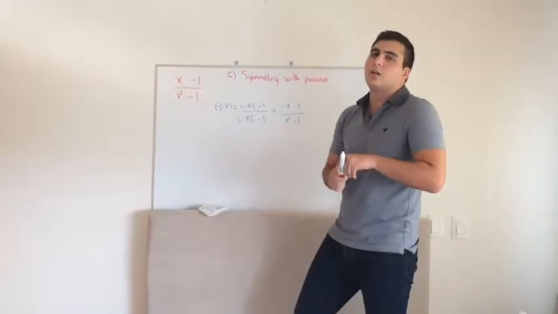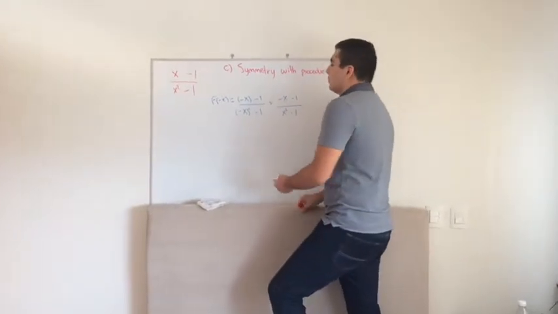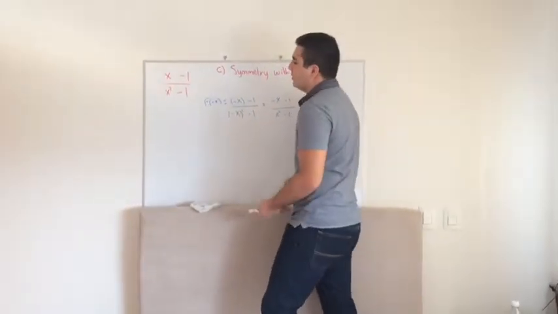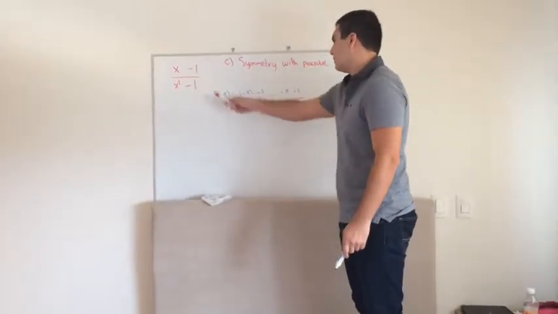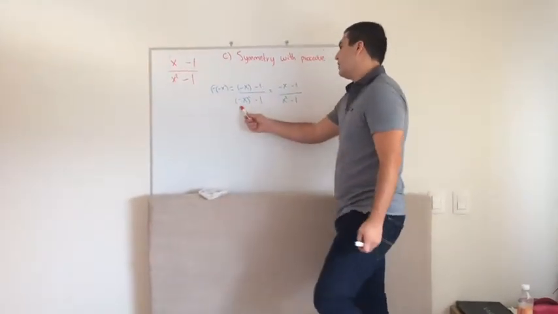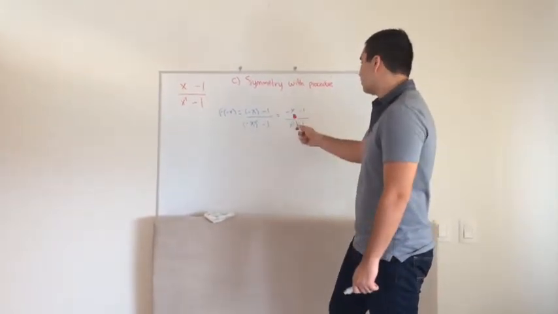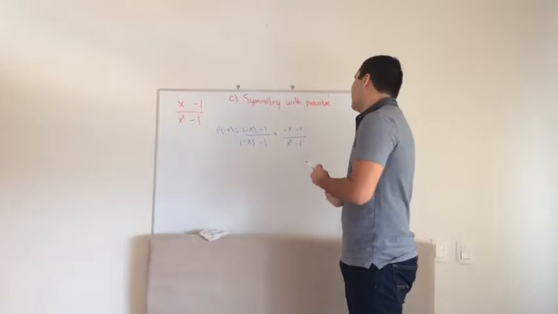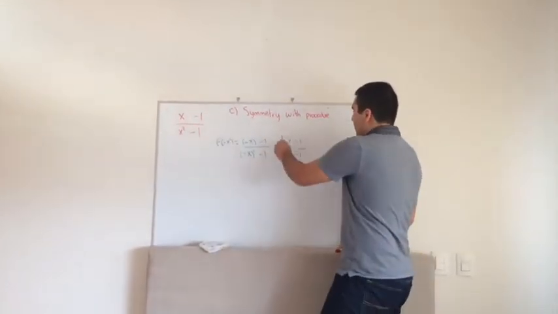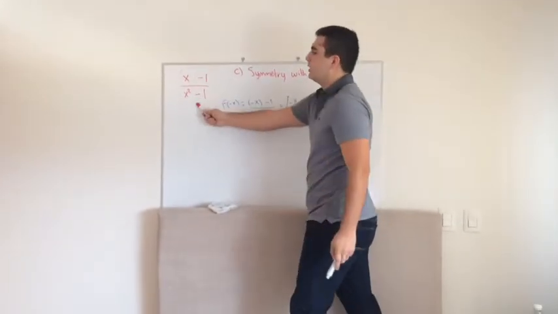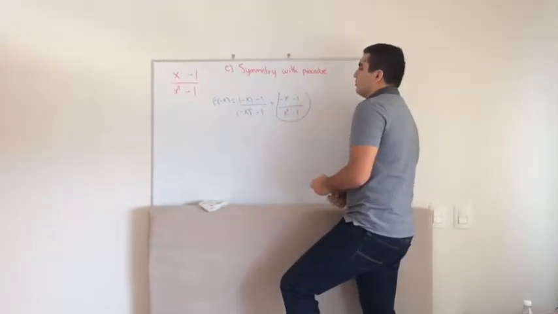Then we check if it's odd or even. So to determine if it's even, the only thing that we have to do is put a minus in the x's. So we put minus x because it's positive, and here minus x. So the equation goes to minus x minus 1, over x squared minus 1. But this equation, this part, is not equal to this one. So we don't have even symmetry.